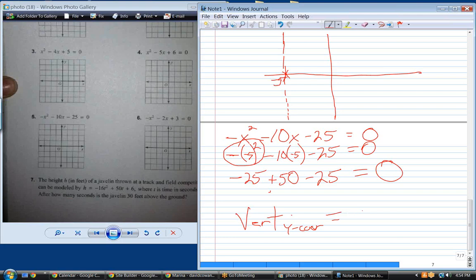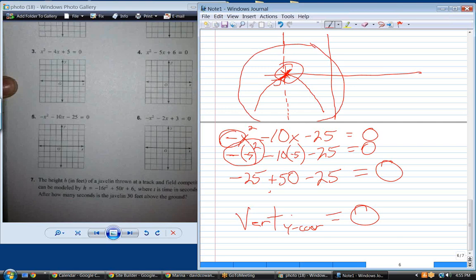So the y-coordinate of my parabola is right there also on the line of symmetry. I know that it opens down because of that leading negative, which means my parabola has to look something like this. Now, I didn't solve for the y-coordinates. That would be -25. But just by graphing that part of it gives me the solution to the equation, because the solution to the equation is wherever it crosses the x-axis.